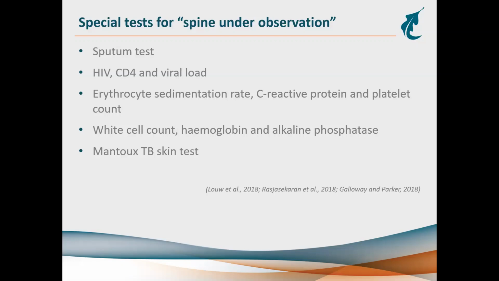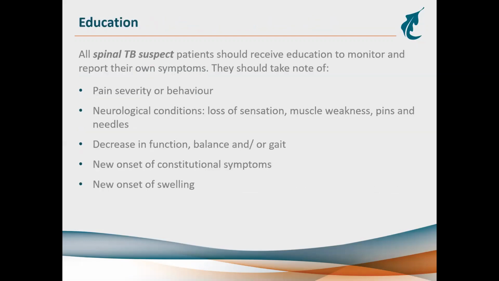And then we said the erythrocyte sedimentation rate, the C-reactive protein and platelet count should be looked at, as it could be a diagnostic clue, as well as the white cell count, hemoglobin, and alkaline phosphatase. But it should be noted that a normal WCC and anemic presentation is typical in spinal TB, and an elevated alkaline phosphatase may indicate spinal TB.